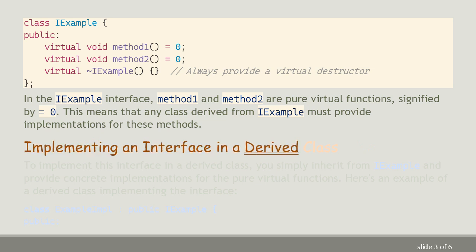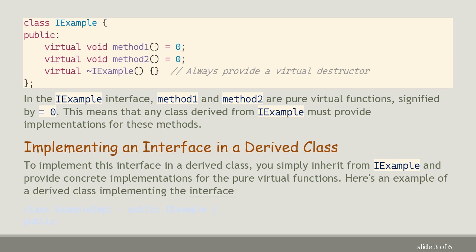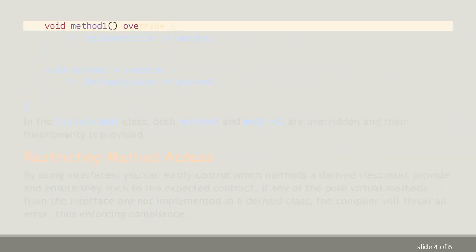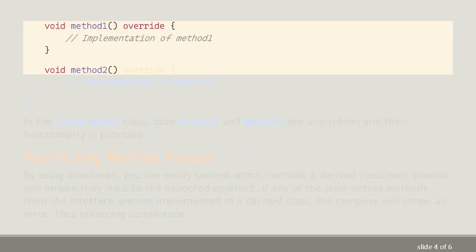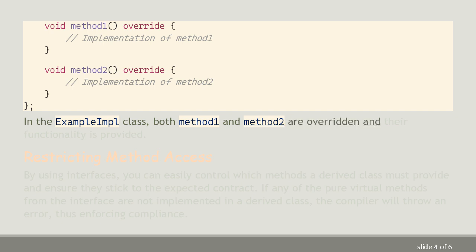Implementing an interface in a derived class. To implement this interface in a derived class, you simply inherit from IExample and provide concrete implementations for the pure virtual functions. Here's an example of a derived class implementing the interface. In the ExampleImpl class, both method1 and method2 are overridden and their functionality is provided.